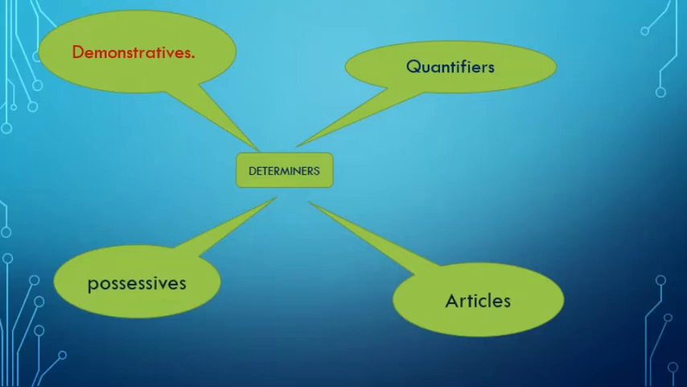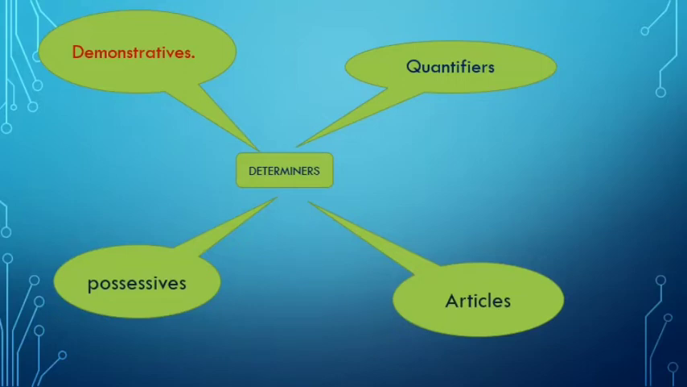Next one is possessives. Possessive pronouns are words that are used to show ownership. Examples: my, yours, his, her, theirs. I repeat, my, yours, his, her, they are the words like possessive determiners.